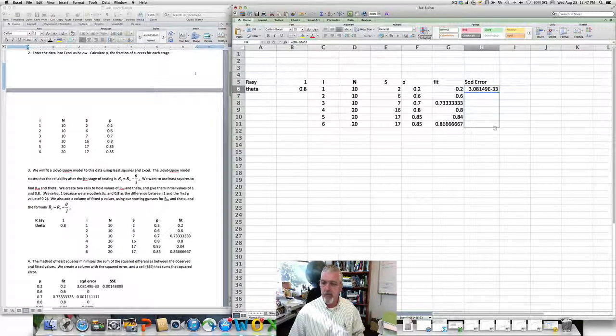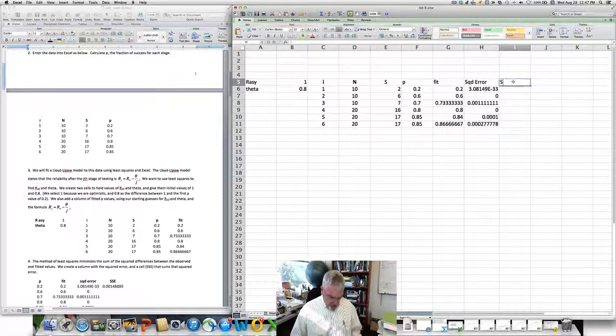Similarly, I copy that down, and so I can see how far off my observed value is from my fitted value. Then I have something called my sum of squared errors, which is equal to the sum of those individual squared errors. So that's how it works. My goal is I want this number to be as small as possible.